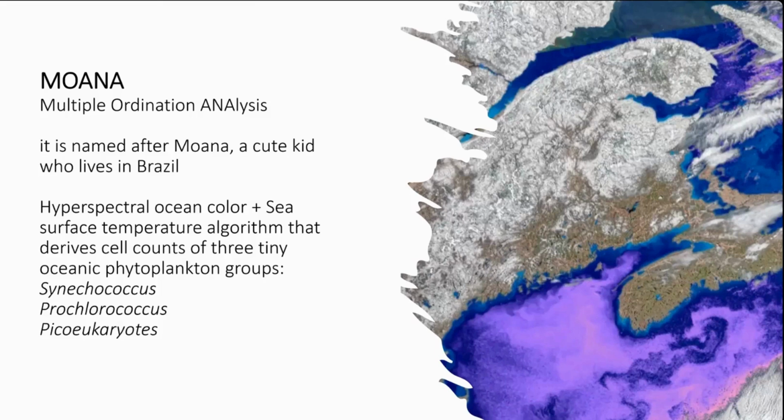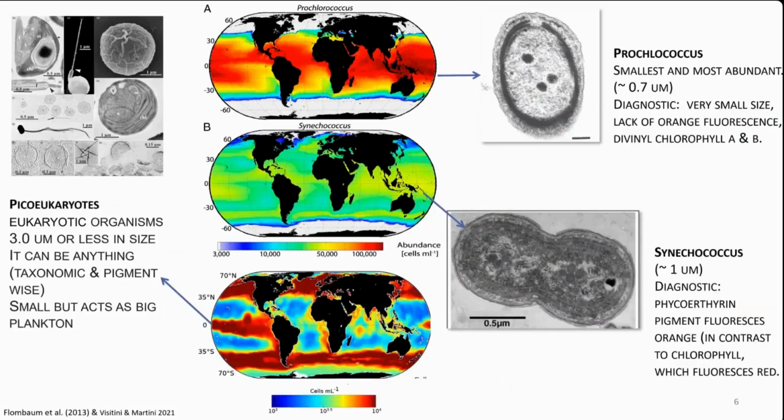So we added multiple ordination analysis, and that fit really well. MOANA is a hyperspectral ocean color algorithm that combines hyperspectral ocean color data, in this case from PACE, with sea surface temperature, and derives cell counts of 3 different phytoplankton groups: Synechococcus and Prochlorococcus, which are bacterial types of phytoplankton, and picoeukaryotes, actually autotrophic picoeukaryotes. These are teeny tiny eukaryotic phytoplankton, similar to the diatoms or big ones that we usually talk about, but just small, and they act in the same way as the large ones. That's something we used to figure out how to tease them apart.